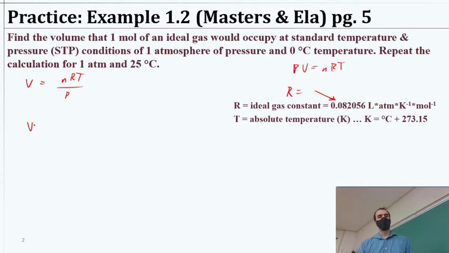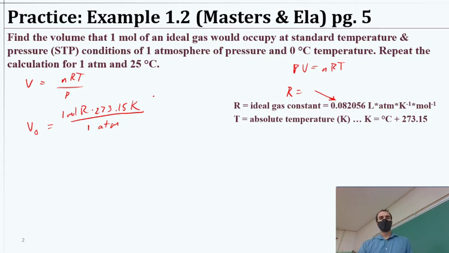And so when we say volume at, let's say, 0 degrees Celsius, that's going to be equal to 1, which is 1 mole, times this R, times this temperature, which at 0 degrees Celsius is 0 plus 273.15. So that'll simply be 273.15 Kelvin, divided by the pressure, which at standard temperature and pressure is 1 atmosphere. And we could write 1 mole over here for the n if we wanted to.